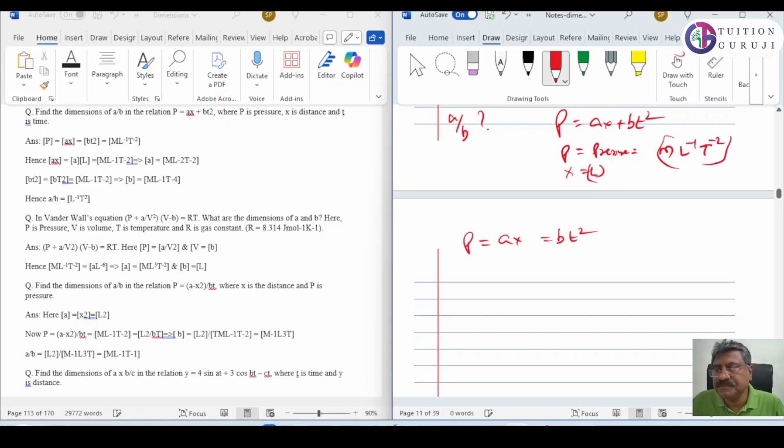So M L raised to minus 1 T raised to minus 2 is equal to a into L, which implies a is equal to M L raised to minus 1 T raised to minus 2 by L. So a is M L raised to minus 2 T raised to minus 2.